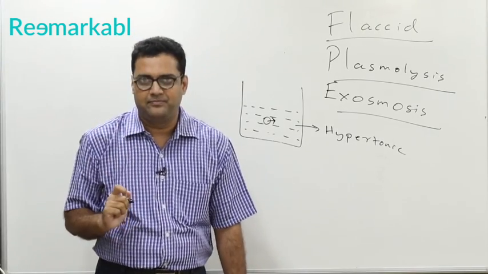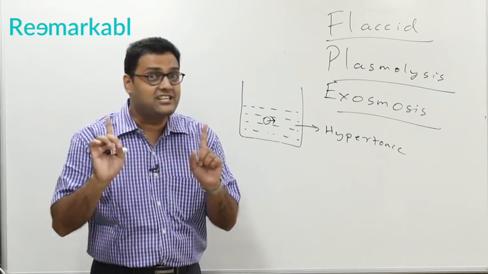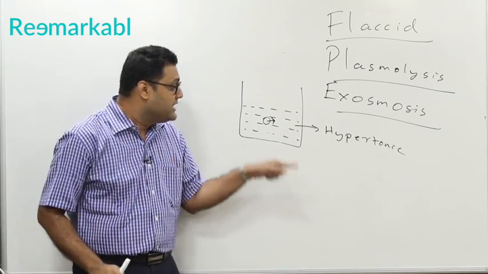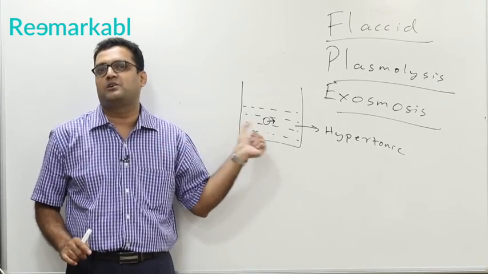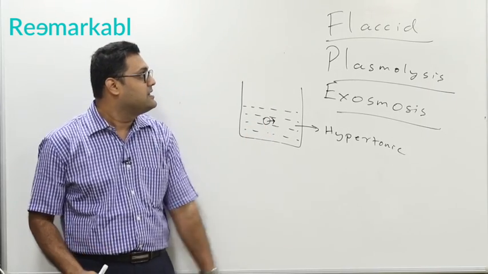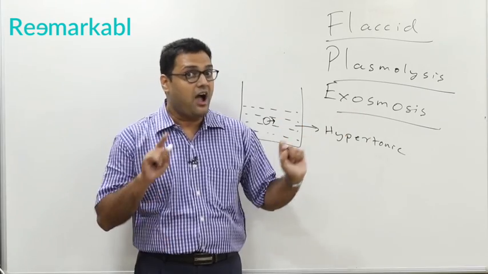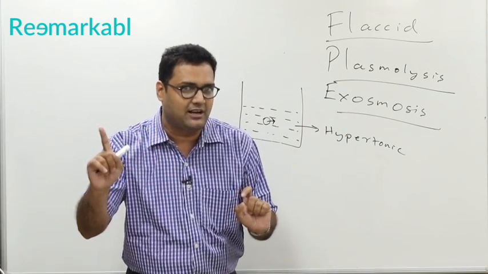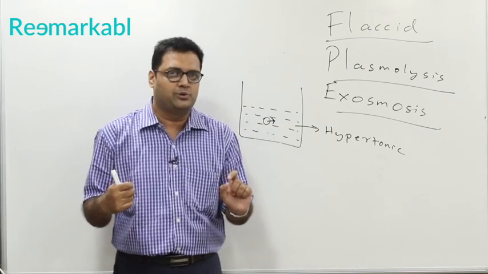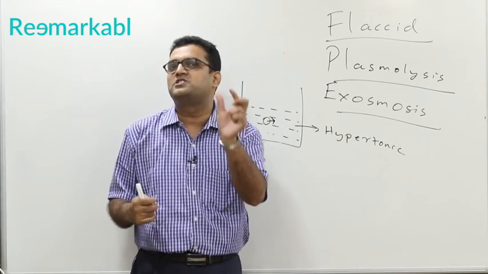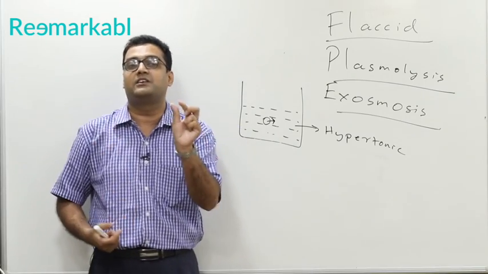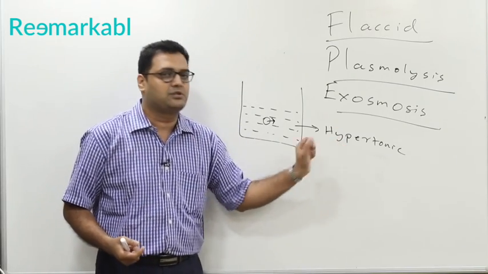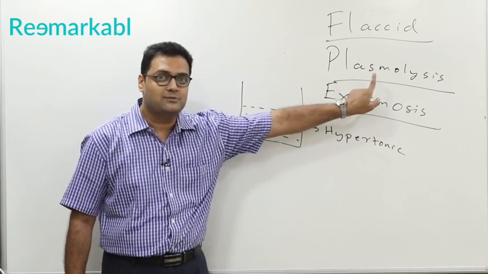Let us do a recap. First I just showed you the direction. I told you the outward movement of water molecules when placed in a hypertonic solution is called exosmosis. The outward movement, I'm talking about direction now. In the second case, I told you the phenomena of shrinkage of cells. I've used the word phenomena, the process of shrinkage of cell when I placed it in a hypertonic solution is called plasmolysis.